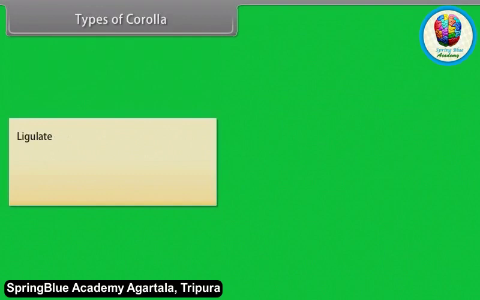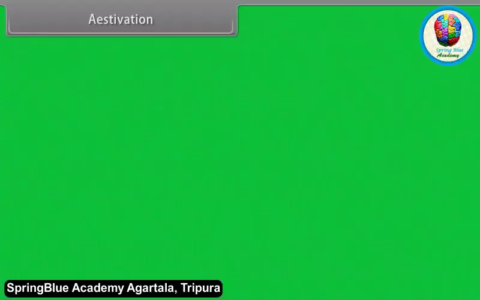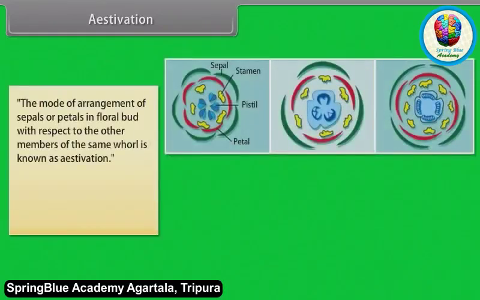Ligulate. The ray florets of compositae are arranged in the form of a tongue. Example, sunflower. Estivation. The mode of arrangement of sepals or petals in floral bud with respect to the other members of the same whorl is known as estivation.